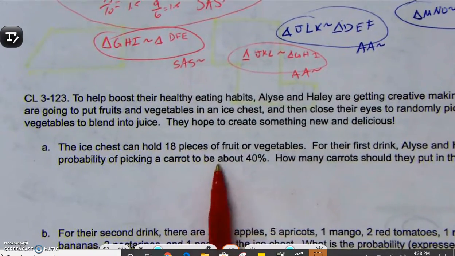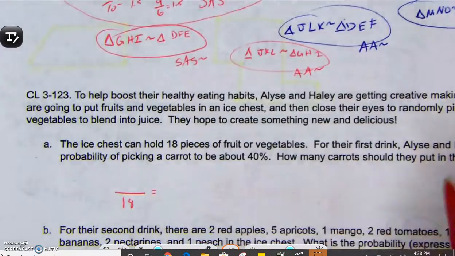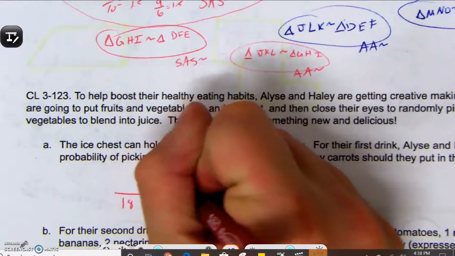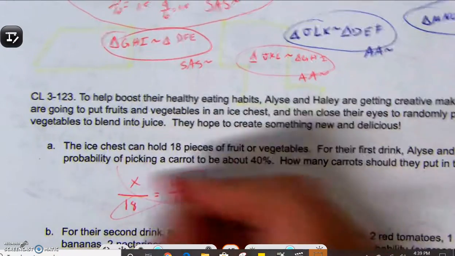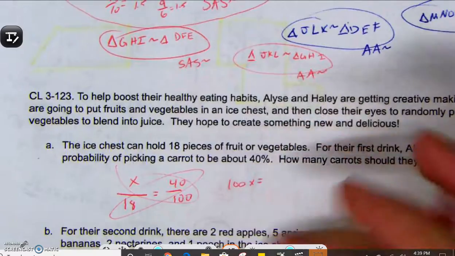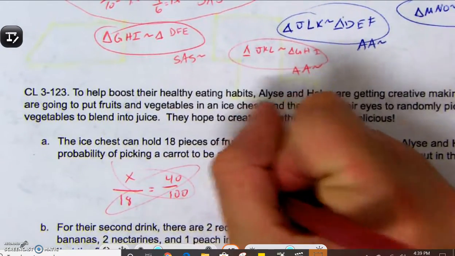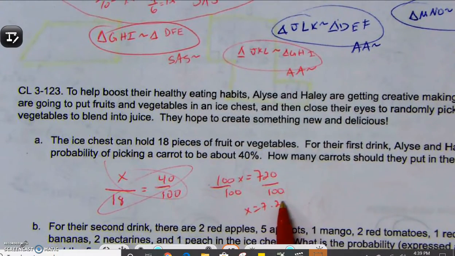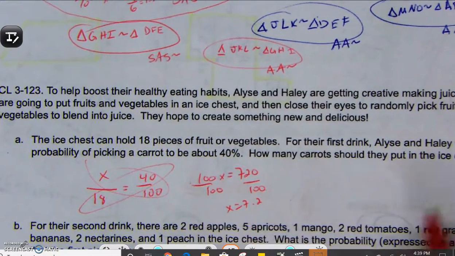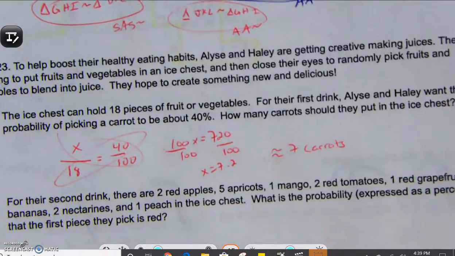So if there's 18 pieces of fruit, we definitely know that that's going to be our denominator. If I want it to be 40%, we're going to put that as a fraction. So 40% is 40 over 100. And if I'm trying to figure out how many carrots, I'm going to put an x in there. So I can cross multiply. I have 100x. And then 18 times 40 is going to give us 720. Divided by 100, divided by 100, x equals 7.2. I definitely can't have 0.2 of a carrot in there, so we're going to approximate and say 7 carrots. I don't want to round up 7.2, so we're going to say 7.